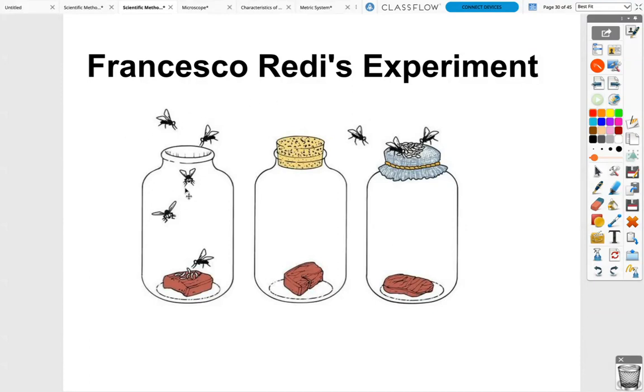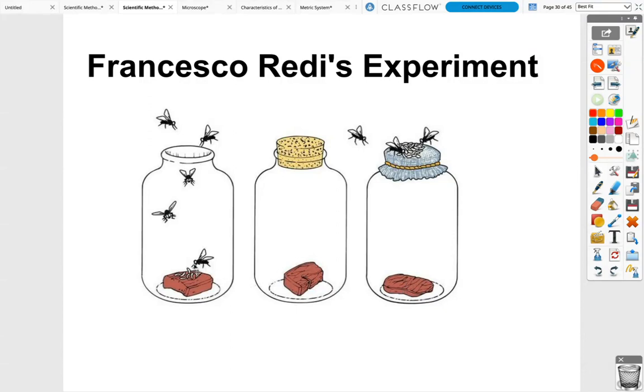What he did, he took 3 bell jars. So we have 1, 2, 3 bell jars. Your experiment just explains it a little bit different. There might be 4 on yours. But what he ended up doing here is that he left one of these exposed. All 3 of these jars had the same type of meat, same size of raw meat placed in them.